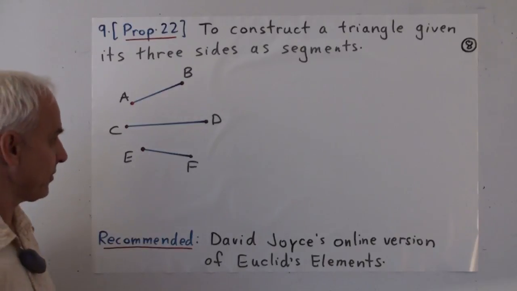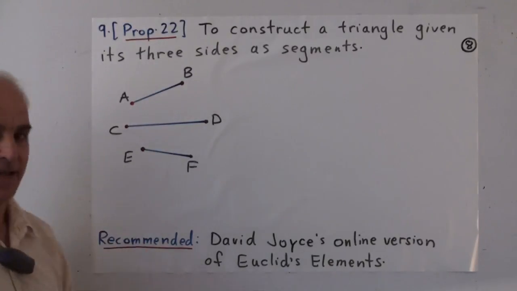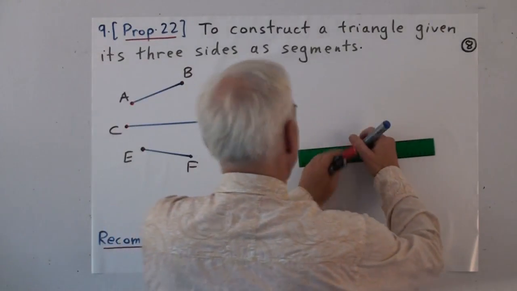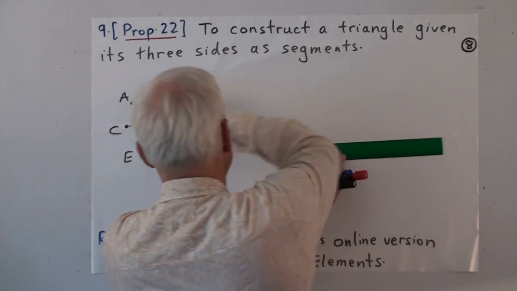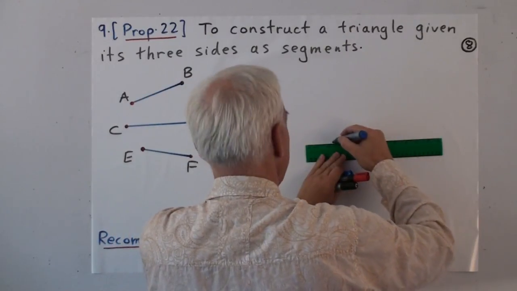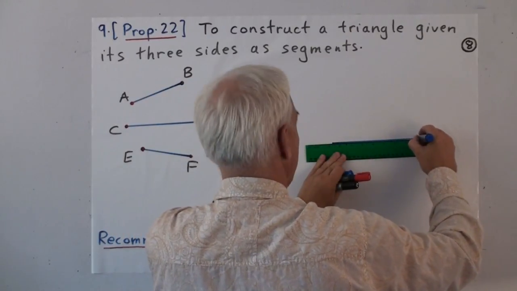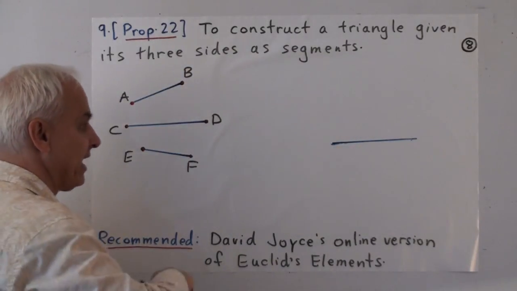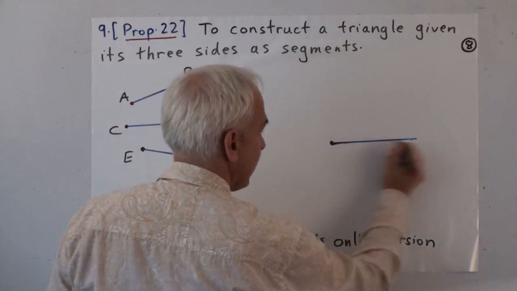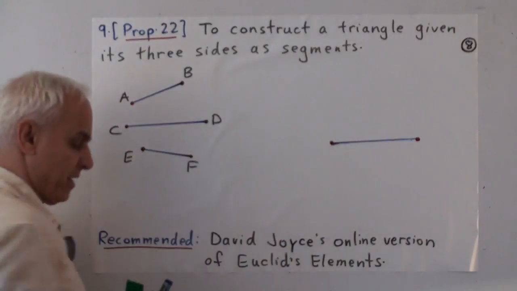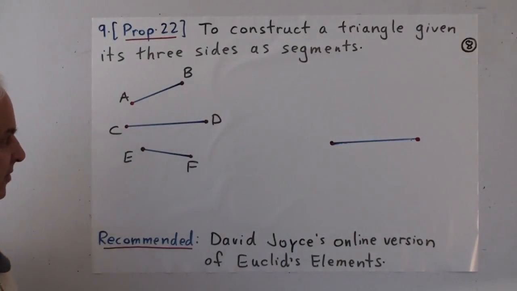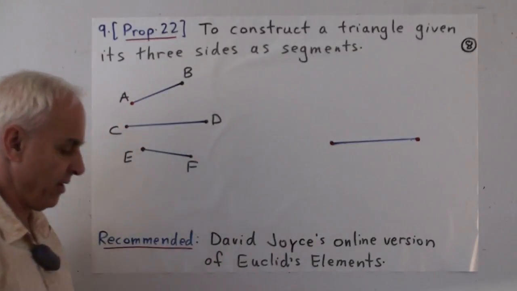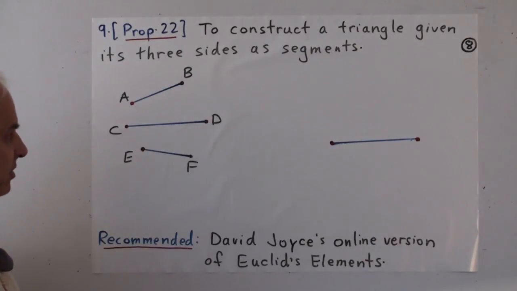All right, so what we can do is start by translating one of the segments. Doesn't really matter which one it is. So let's suppose that, for convenience, I'll choose the longest one, say CD. So I'm now going to transfer CD, hopefully something like that. I'm now translating CD to get this segment over here. In fact, it's not necessary that it be parallel to the original. It happens to be, but that's not crucial.